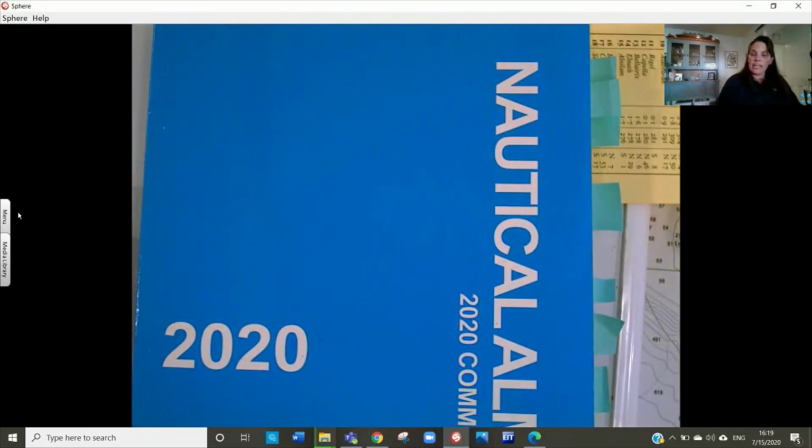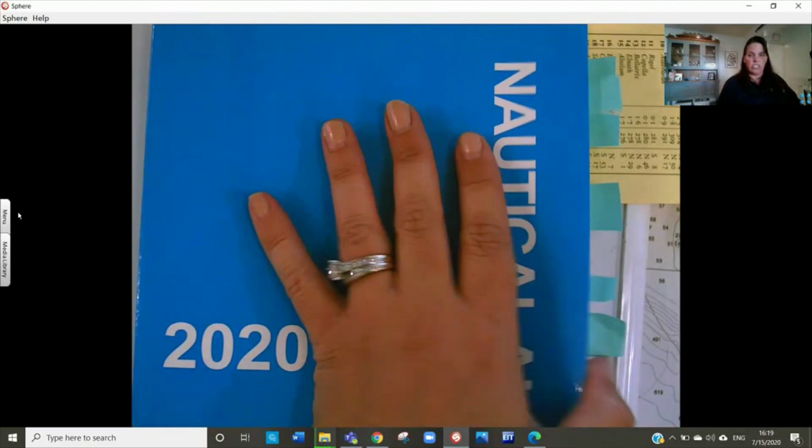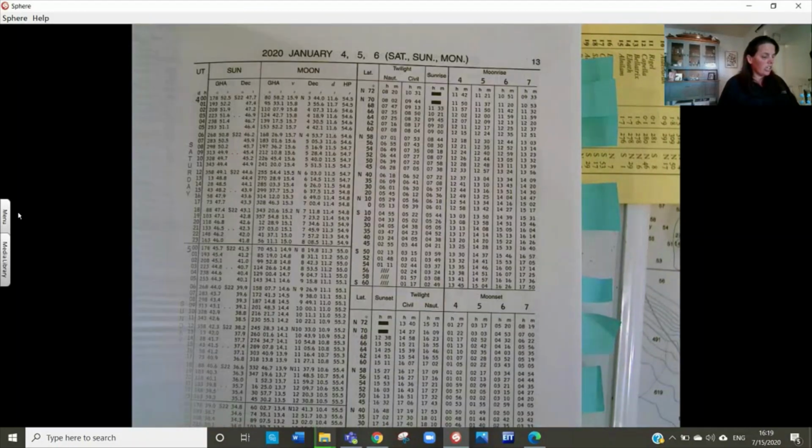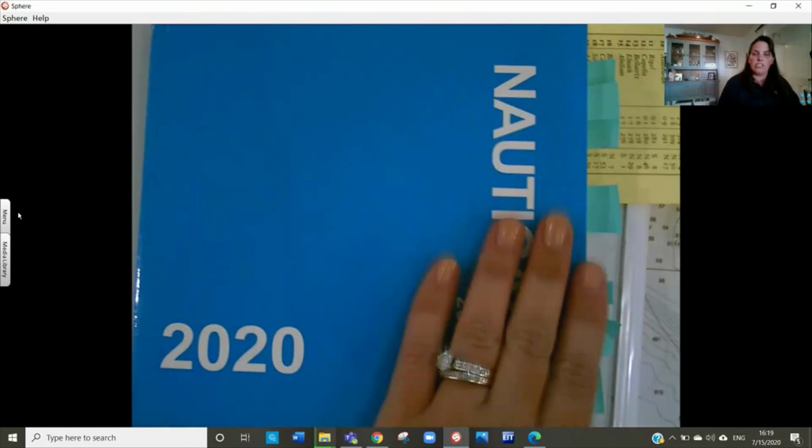Alright, well that's about it, and we will see you next week for diving into the sextant and the sextant corrections we get from the Nautical Almanac. So there is one more section to the Nautical Almanac that we are going to go into next week.